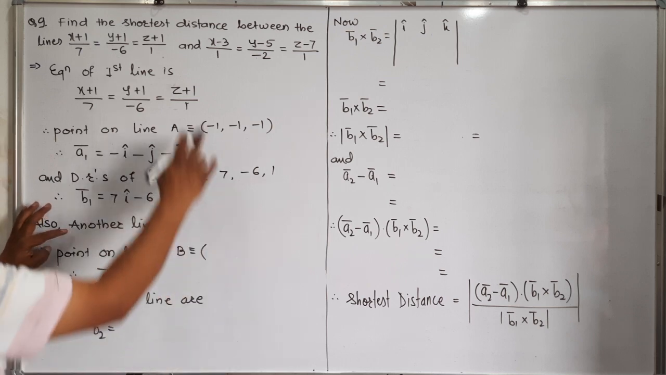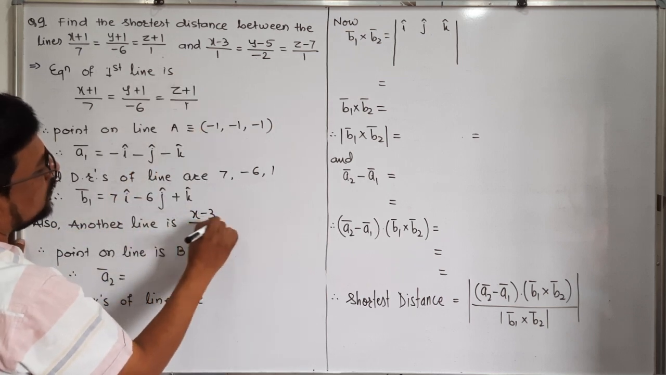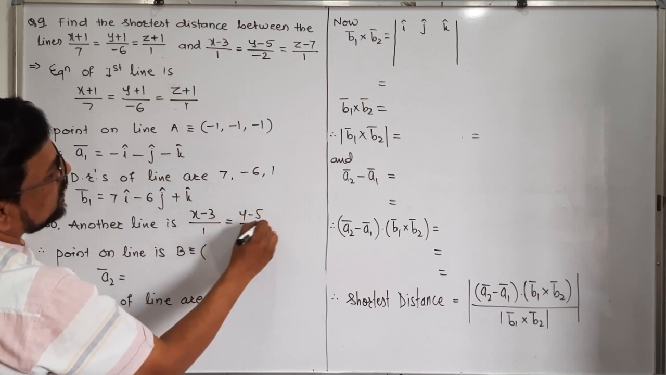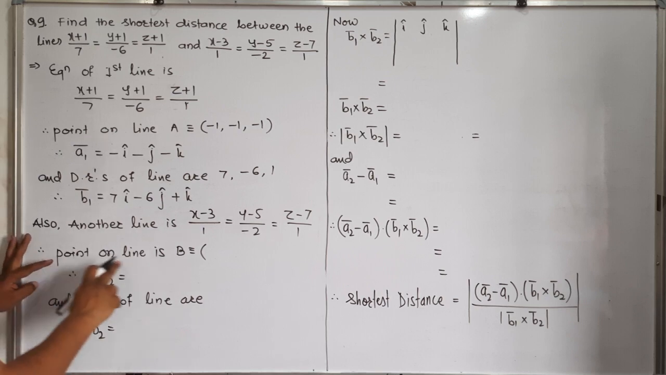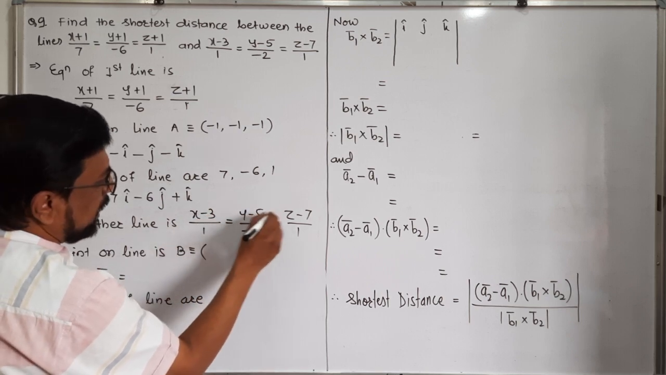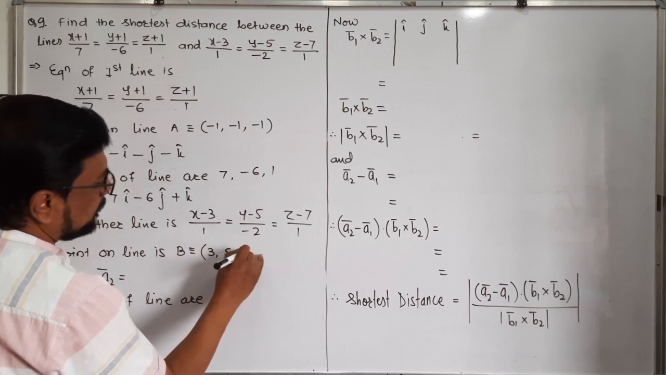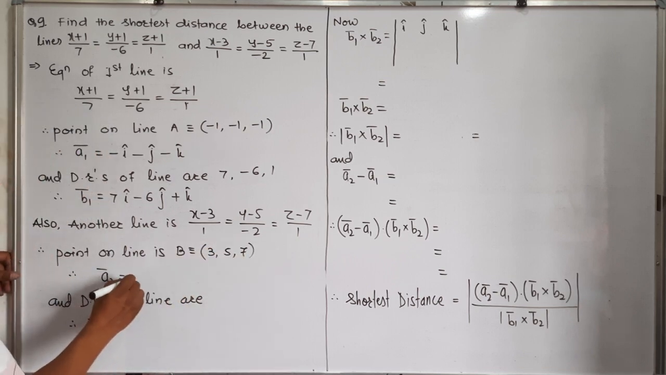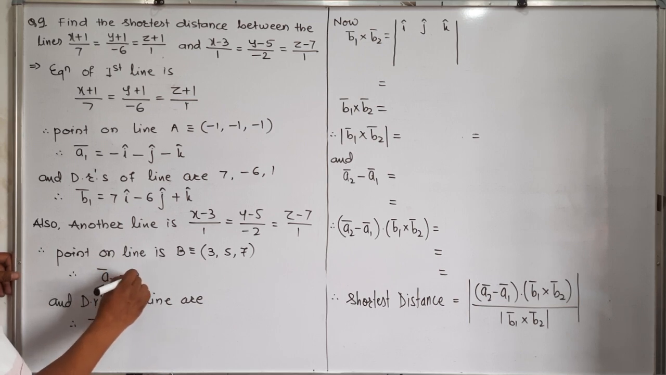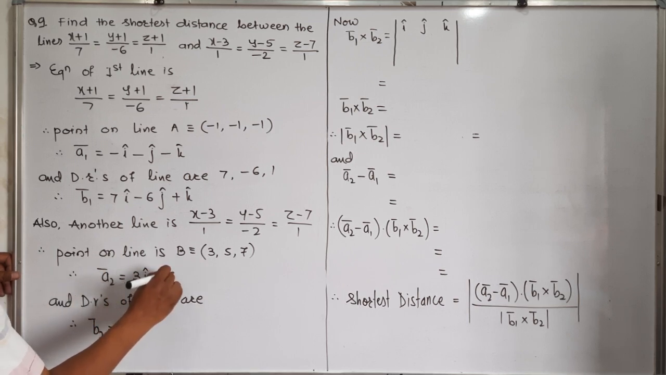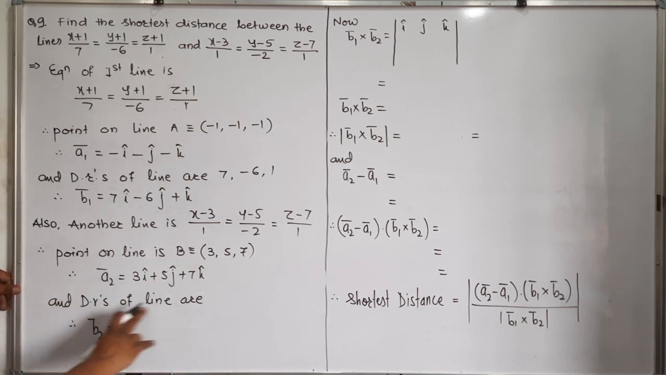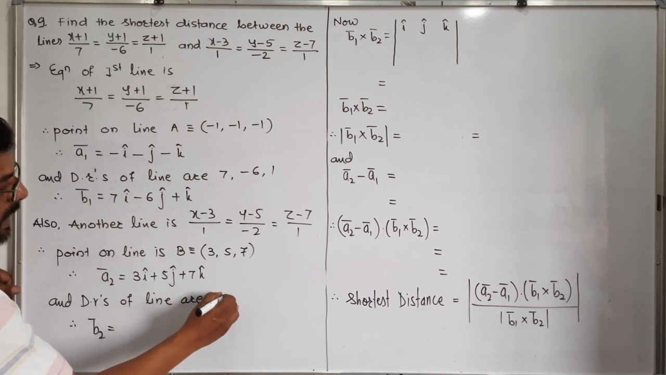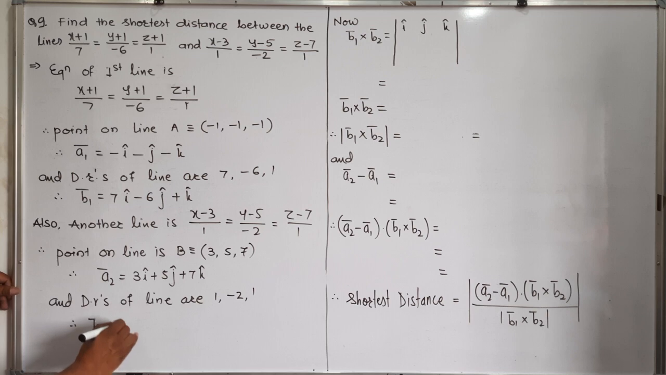Now another line is (x-3)/1 = (y-5)/(-2) = (z-7)/1. Therefore the point on this line is 3, 5, 7, so its position vector a2 is 3i cap plus 5j cap plus 7k cap. Now the direction ratios of the line are 1, minus 2, 1, therefore b2 is i cap minus 2j cap plus k cap.